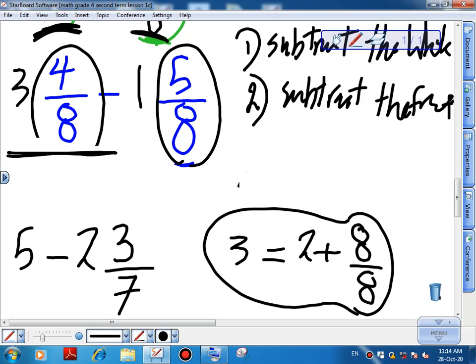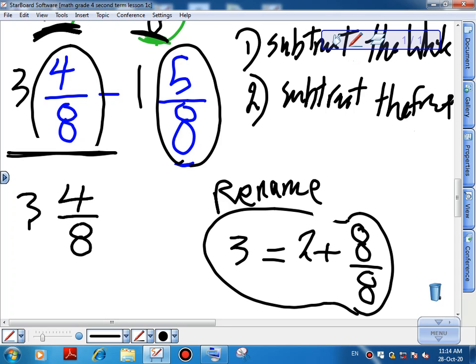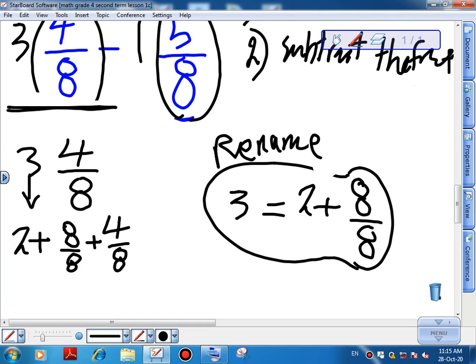How? Just rename. This operation is called rename. Rename number 3 and 4 over 8. It will be 2 and 8 over 8, which is 2 plus 1 equal to 3. How is that? 3 and 4 over 8, I can write 3 like this, 2 plus 8 over 8. Okay? And 4 over 8, we can do that. 4 over 8. 2 plus 8 over 8 plus 4 over 8.